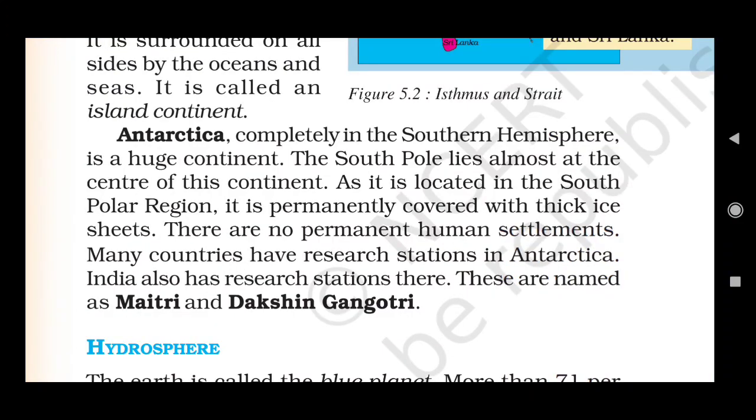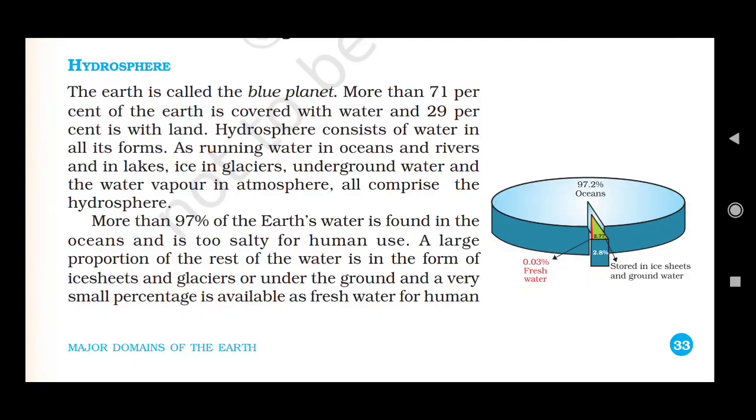Antarctica, completely in the southern hemisphere, is a southern continent. The South Pole lies almost at the center of the continent, as it is located in the South Polar region. It is permanently covered with thick ice sheets. There are no permanent human settlements. Many countries have research stations in Antarctica. India also has research stations there. These are named Maitri and Dakshin Gangotri.